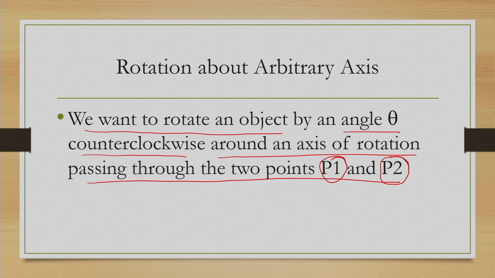So, if we are rotating the object by an angle theta counterclockwise, then it will be simply theta. But if we are rotating the same object by an angle theta clockwise, then we will replace theta with minus theta. Now, let us see what happens when we are trying to perform this rotation with respect to any arbitrary axis. How we can derive a composite matrix representing this rotation.